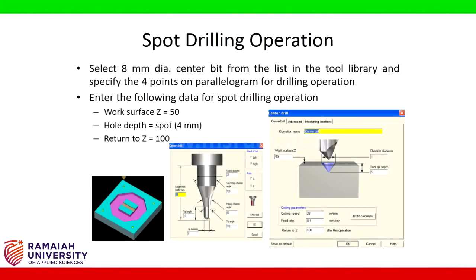Spot drilling operation. Select an 8 mm dia center bit from the list in the tool library and specify the 4 points on the parallelogram for the drilling operation. Enter the following data for the spot drilling operation. Work surface Z equal to 50, hole depth equal to spot 4 mm, return to Z equal to 100.